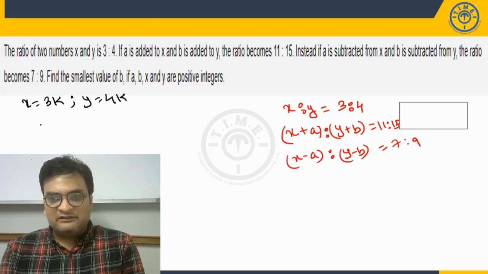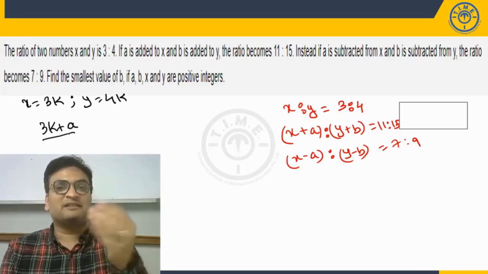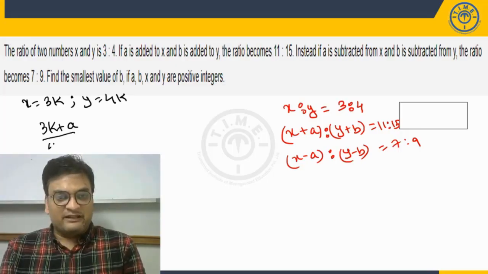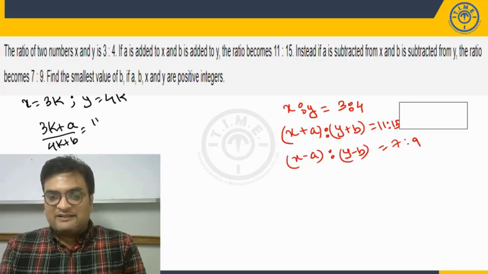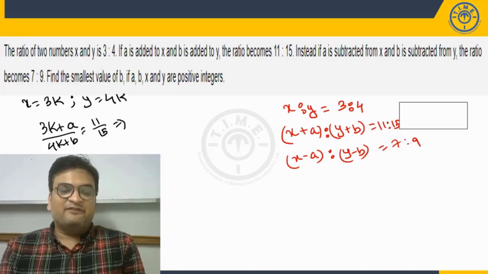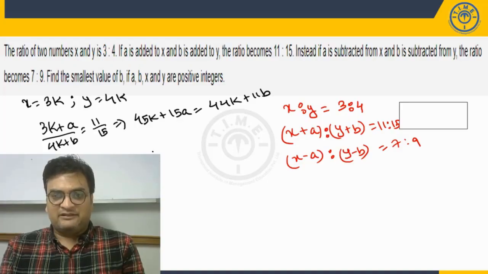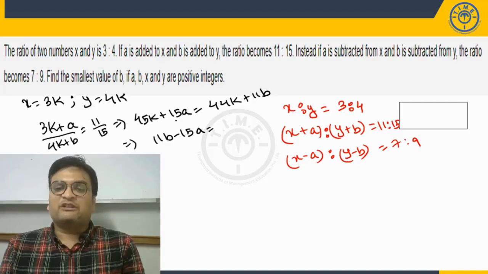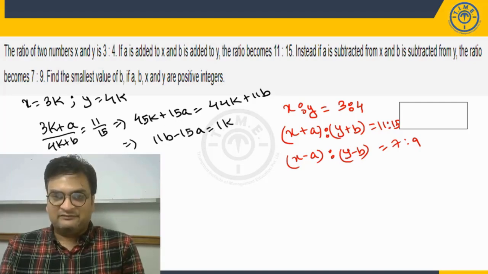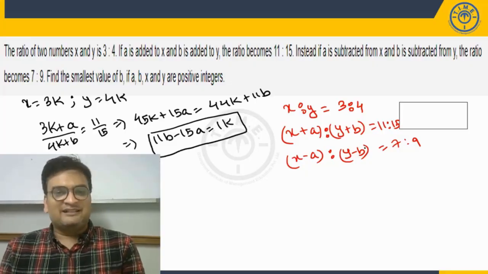So here, if x is 3k and y is 4k, what would this first term become? This will become 3k plus a is to y plus b, 4k plus b. In case of two numbers, it's simple division. So this is going to give us 11 by 15. This can be simplified by cross multiplying. When you do that, 15 into 3k, 45k plus 15a is 11 into 4k, 44k plus 11b. So when you solve this, you will get 11b minus 15a will be 45k minus 44k, it's 1k. This is the relation that we get between a, b and k.